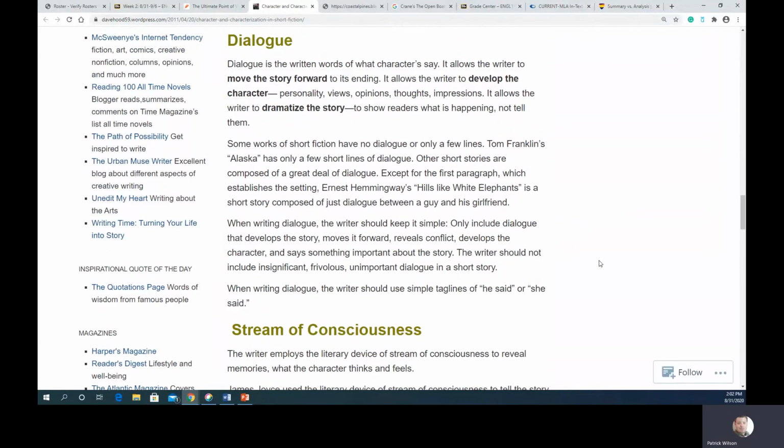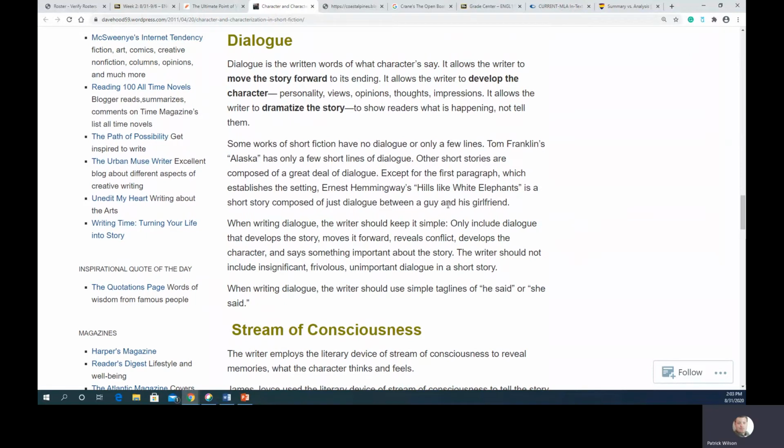Dialogue, for the most part, you're going to have dialogue, and you especially see that a lot in the Crane piece, and you're going to see it next week with the Marvell piece as well. So dialogue keeps the story moving forward. It dramatizes the story. It develops character. We get to see personality, views, opinions, thoughts, and impressions.